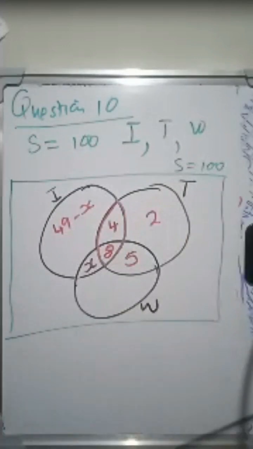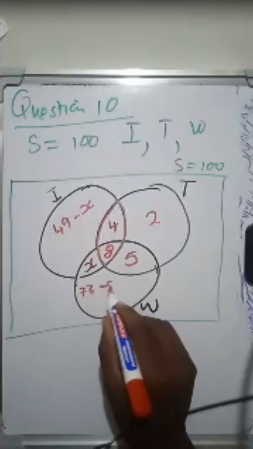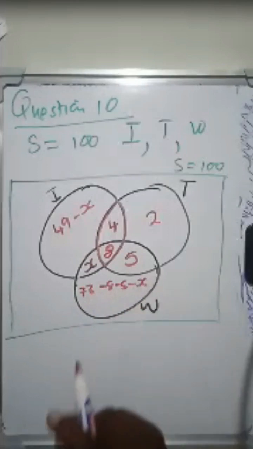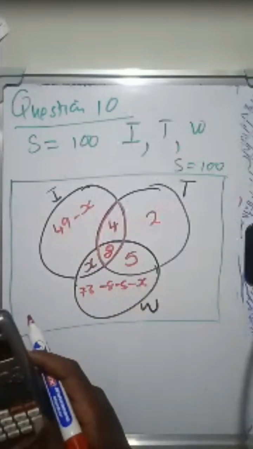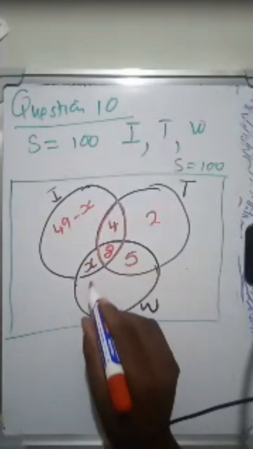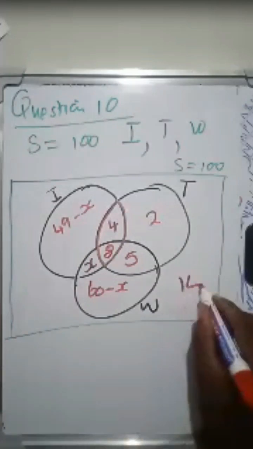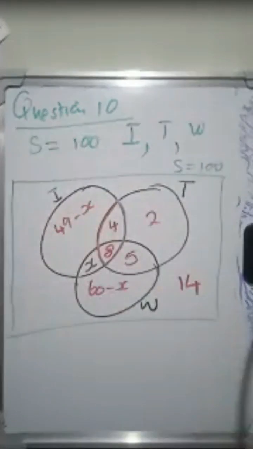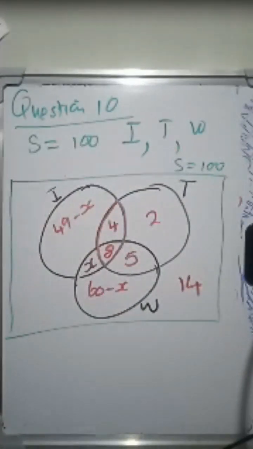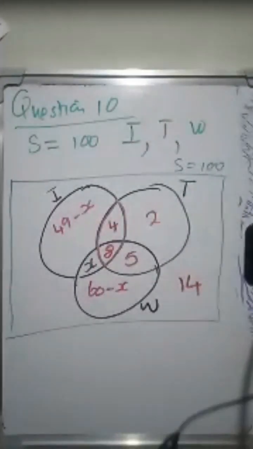Then they say 73 use WhatsApp. So in order to get WhatsApp only, we are going to say 73 minus 8 minus 5 minus x. What do we get? 73 minus 8 minus 5. What do we get? We get 60 minus x. Then 14 use none of these. So 14 is outside of these events. You see? So if you add everything, you should be able to get what? 100. Are we together?